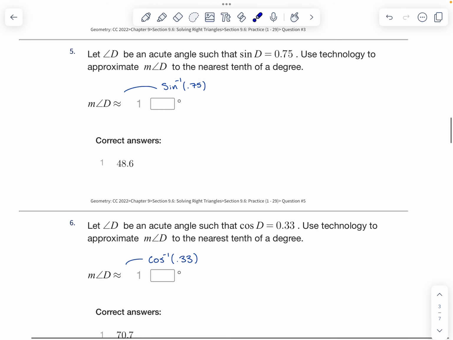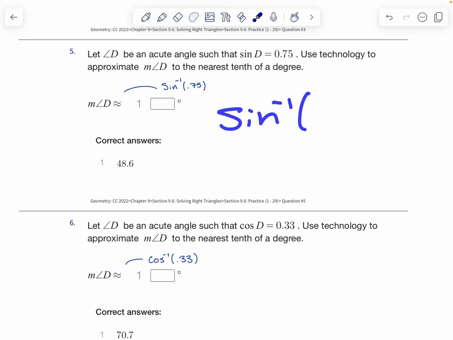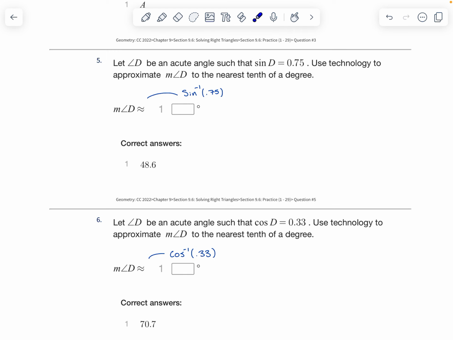Here is where we are starting to find angle measures, right? Sine of angle D is 0.75. Find the measure of angle D. Well, that's inverse sine 0.75. Right, and again, this is just using decimals instead of the ratios that we usually see with right triangles.